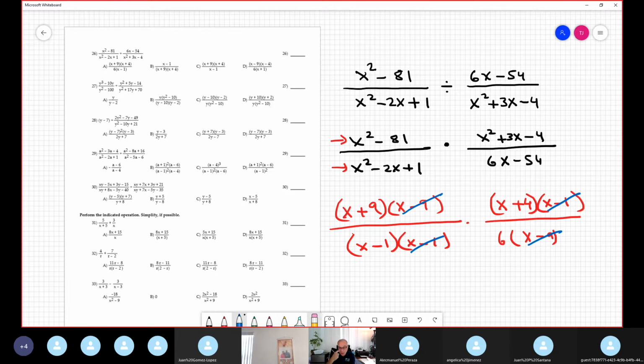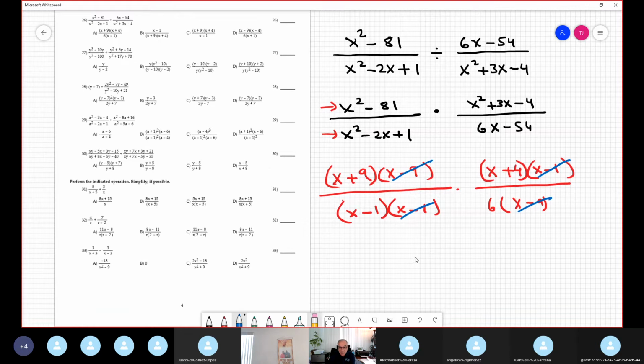Therefore, my final answer is x plus 9 times x plus 4 divided by x minus 1. When you have one factor, for example, on the top and the bottom, we don't need to put the parentheses. You put the parentheses if you want, but it's not mandatory. Now the answer I suppose is C.